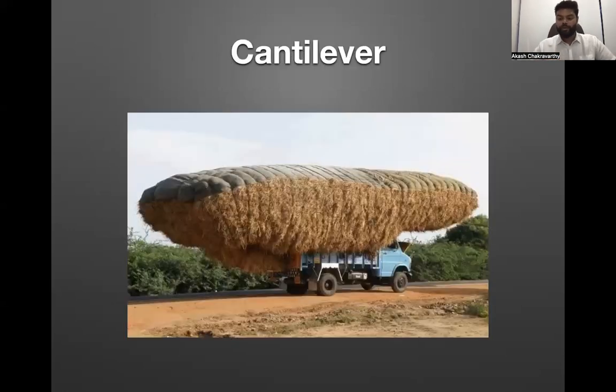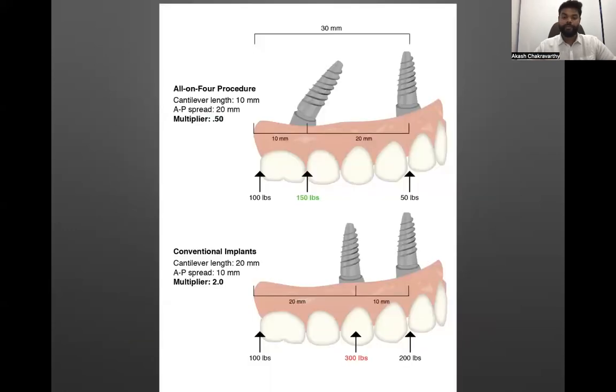Okay, so next comes cantilever. Unlike the common thought process, the act of tilting an implant reduces the cantilever. It doesn't increase the cantilever. A lot of people associate cantilever with all on four. No, all on four is actually trying to reduce the cantilever.